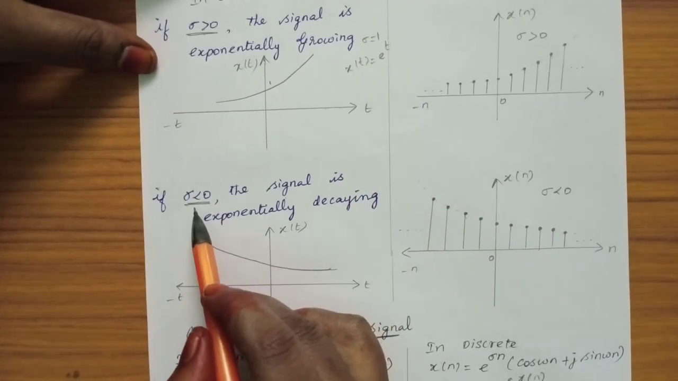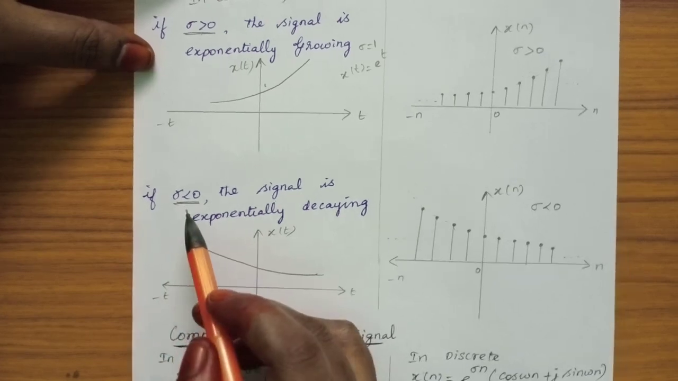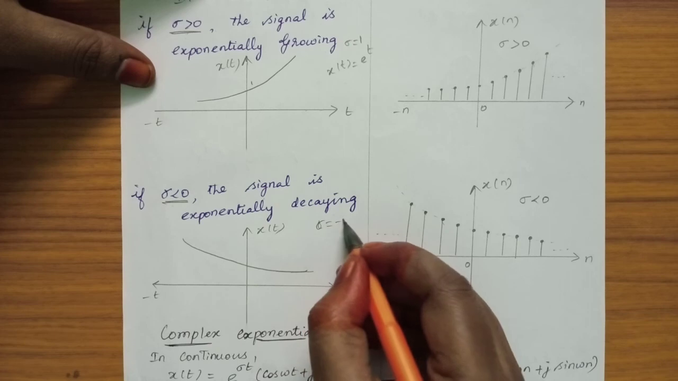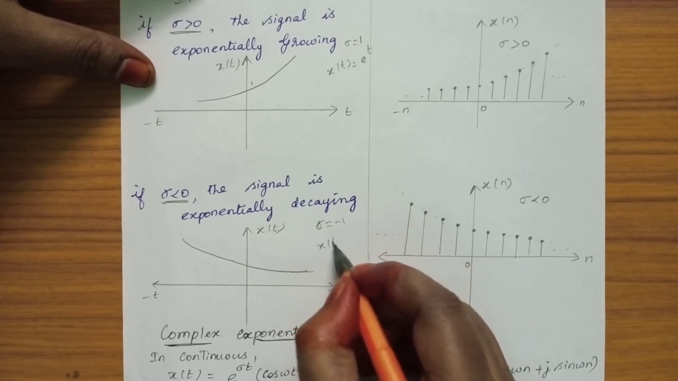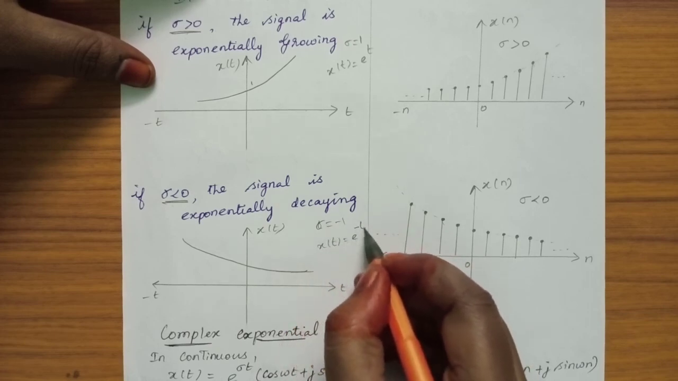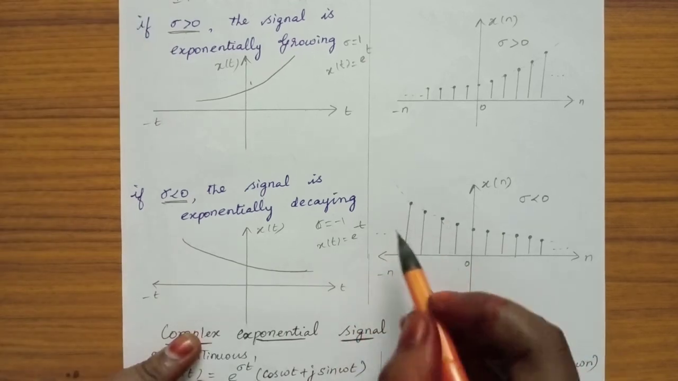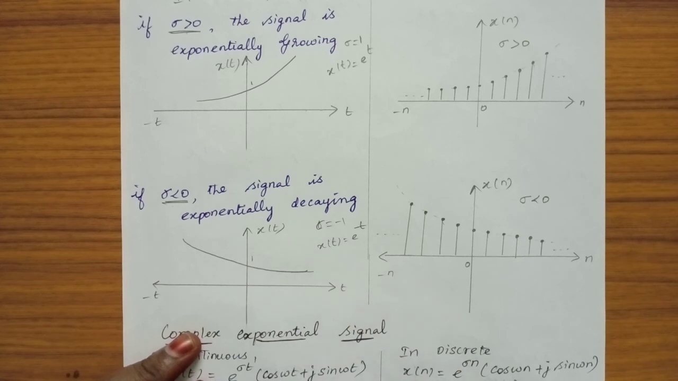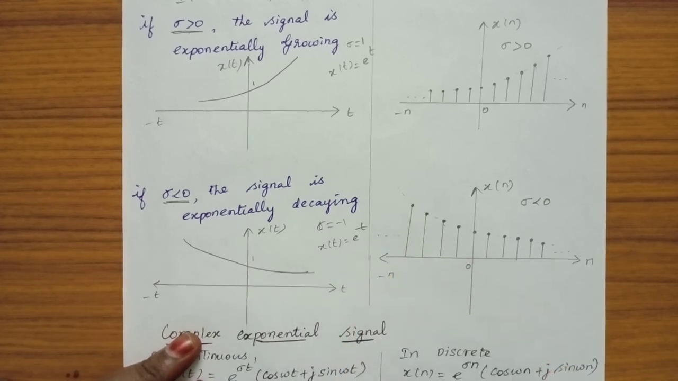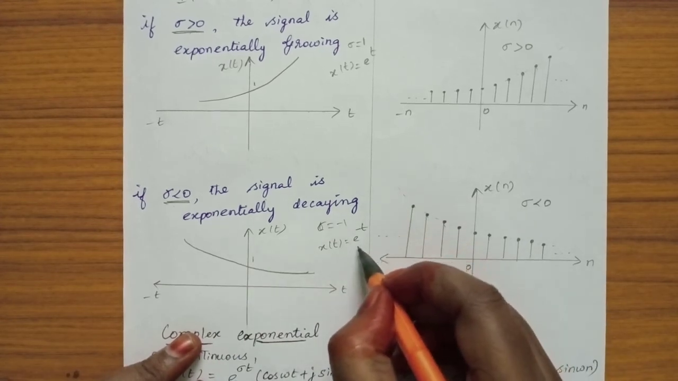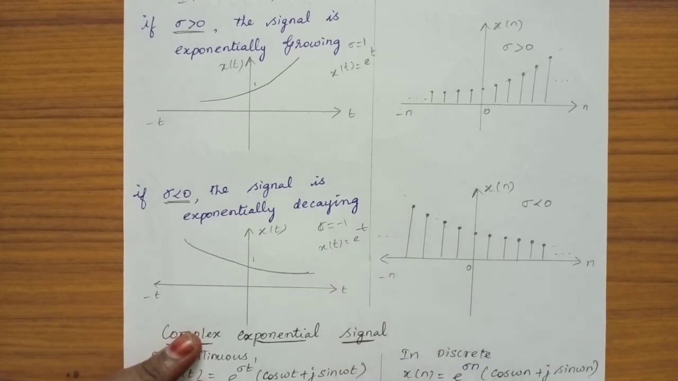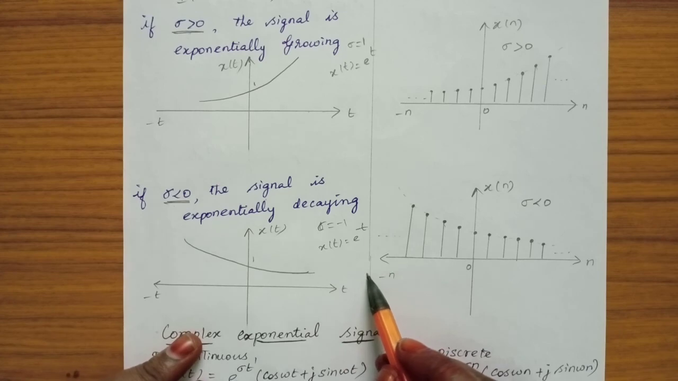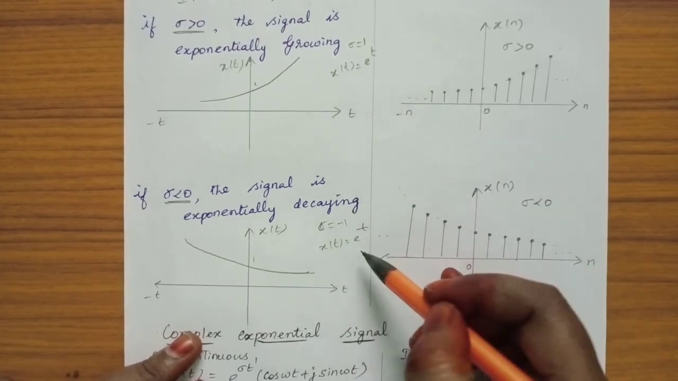If sigma is less than 0, for example sigma equal to -1, then x of t will become e power minus t. So if you substitute t equal to 0, e power 0 is 1. If you increase the t value, it will become e power -1, e power -2, e power -3. Then the x of t value reduces. These values you can check with a calculator.